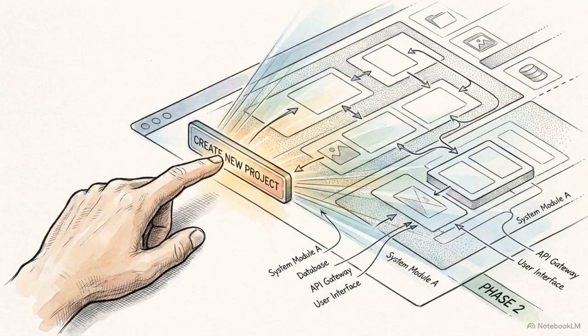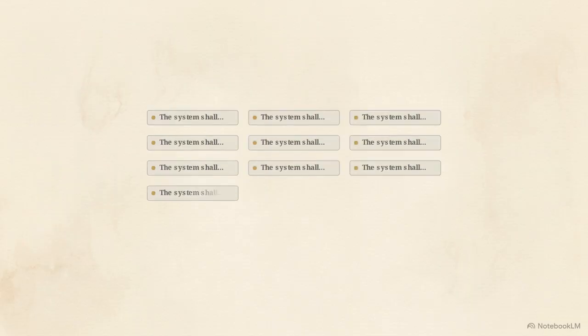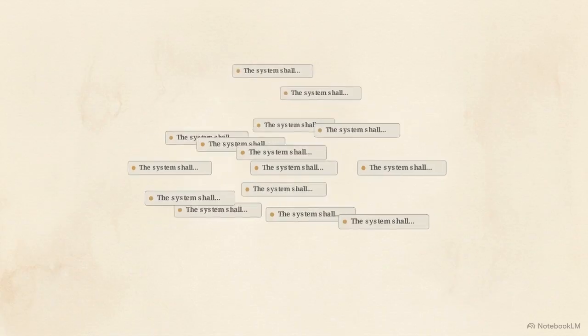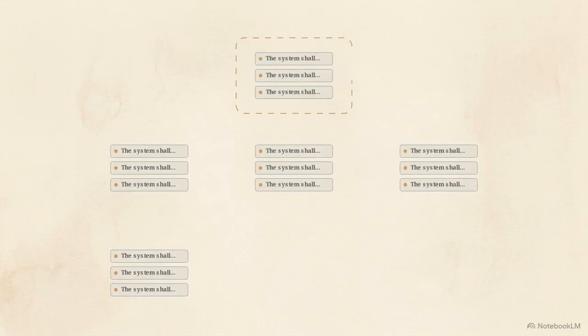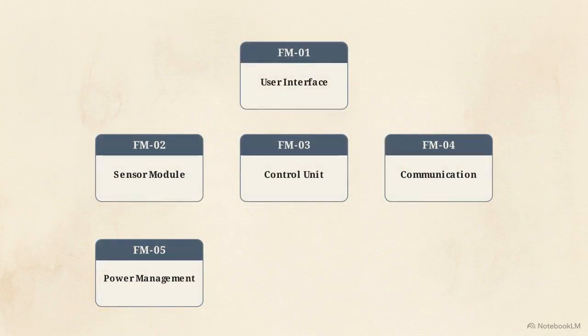With the behavioral contract locked, we cross the absolute boundary into Phase 2, System Requirements Analysis. This is where we answer how the product will be engineered. We begin functional decomposition. We take the long list of abstract shall statements and cluster related responsibilities together into discrete logical groups. These bounded groups become our functional modules. We assign them specific titles, mapping the internal organization.